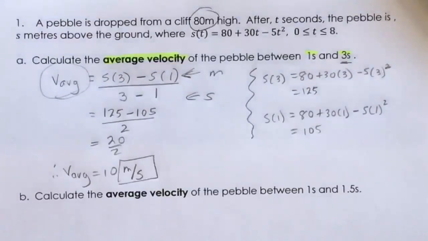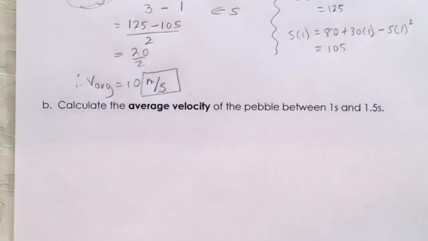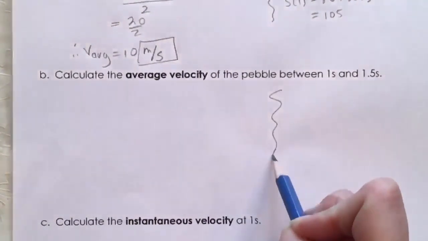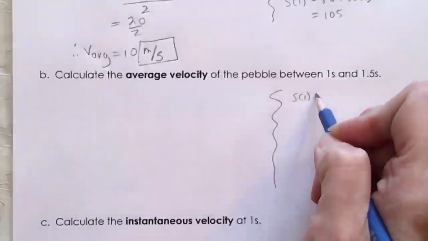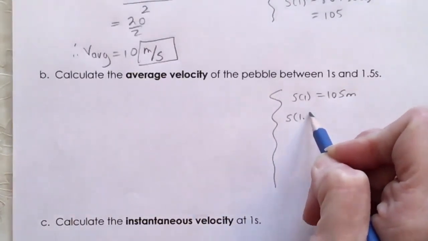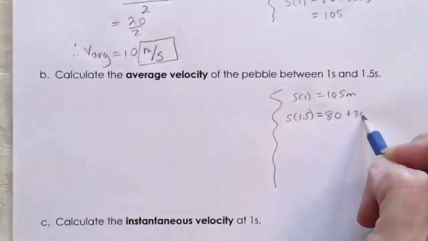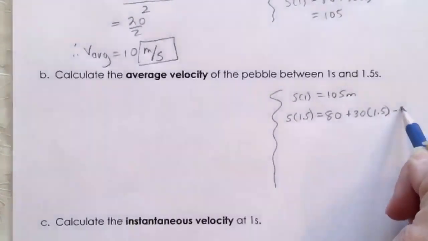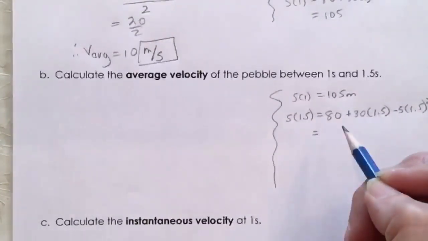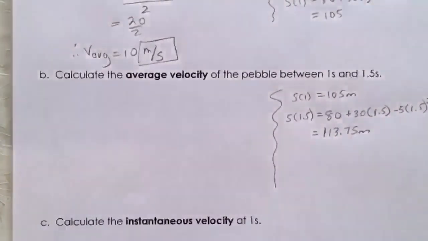Now they want the average velocity of the pebble between 1 second and 1.5 seconds. So we've changed our interval. We already know S at 1 from what we did above. So I'm just going to rewrite that down. We already know S at 1 was 105 meters. So then we're just going to find S at 1.5 here, substituting into the formula for S at t again. And then if we enter that into our calculator, we're going to get 113.75 meters. Okay?